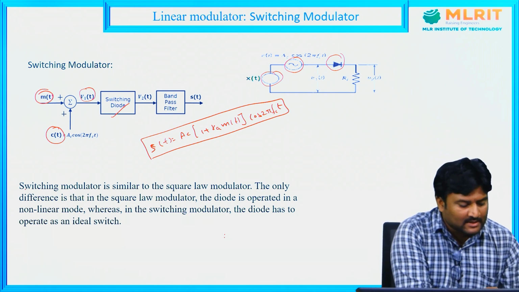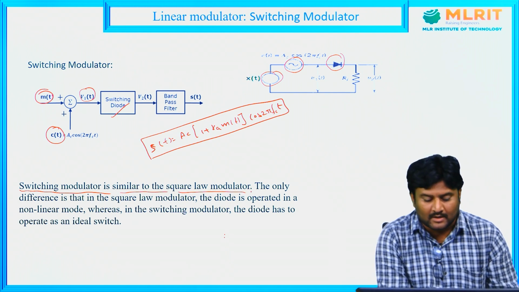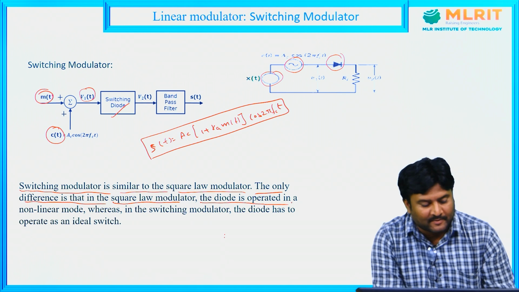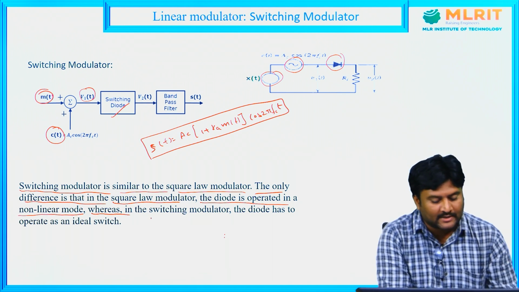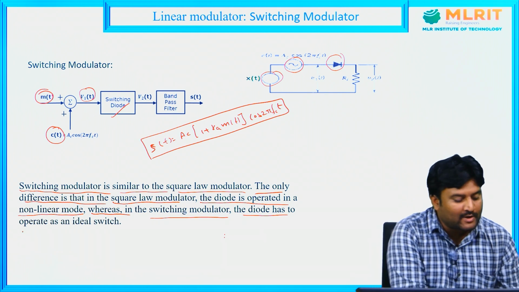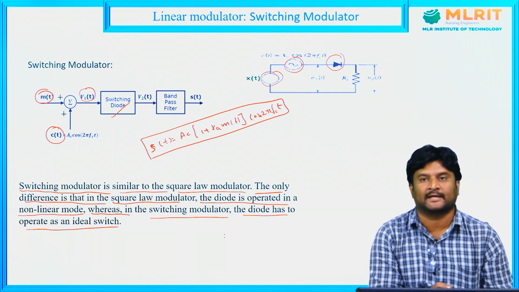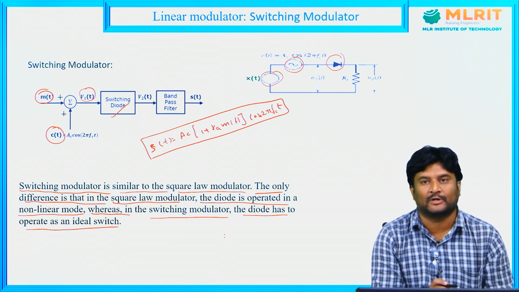That means the switching modulator is similar to the square law modulator. The only difference is that in the square law modulator, the diode is operated in a non-linear mode, whereas in the switching modulator, the diode has to operate as an ideal switch. The voltage rises, the current rises. That's why it is a linear modulator.